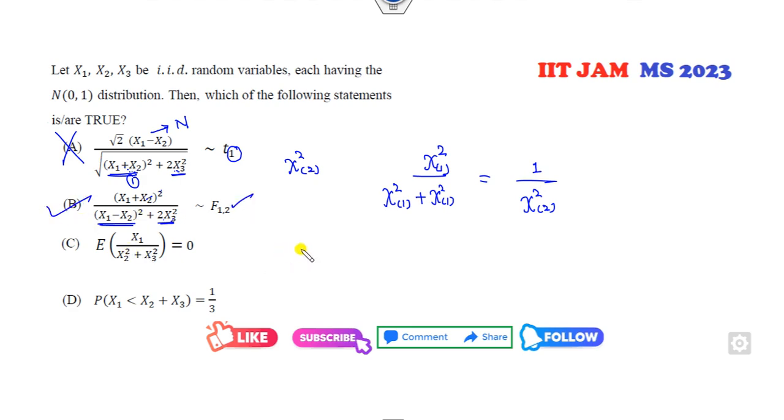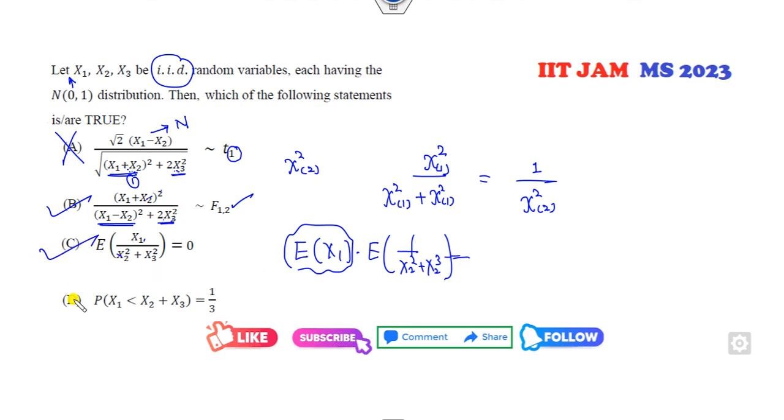Which of the following is true? Because they are IID, I can write this quantity as E of x1 times E of this number. Fine. So what is the value of this? The expected value of x1 is 0. So that means this answer is 0.